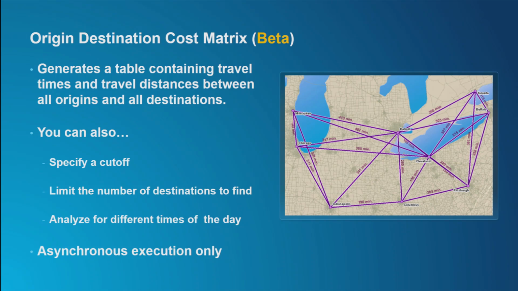This is the service to use if you want to find travel time and travel distance from all of your origins to all of your destinations, or all of your origins to the first n of your destinations. So it's kind of a matrix that you're trying to calculate. Use this. If you just have predefined pairs, use the route service.